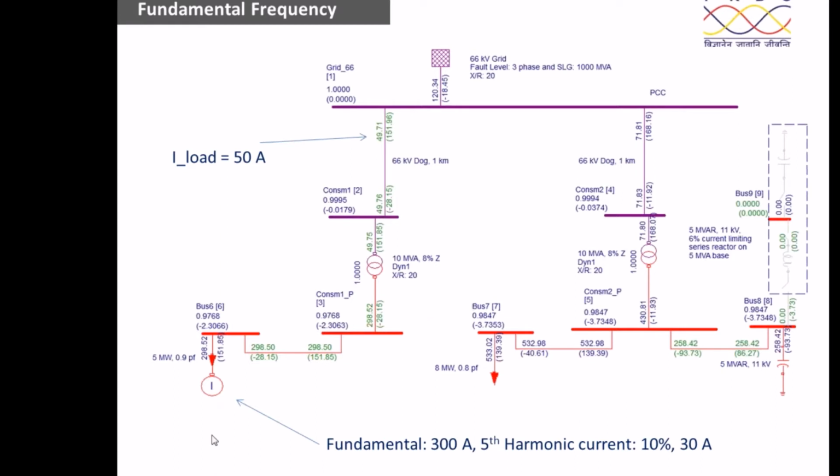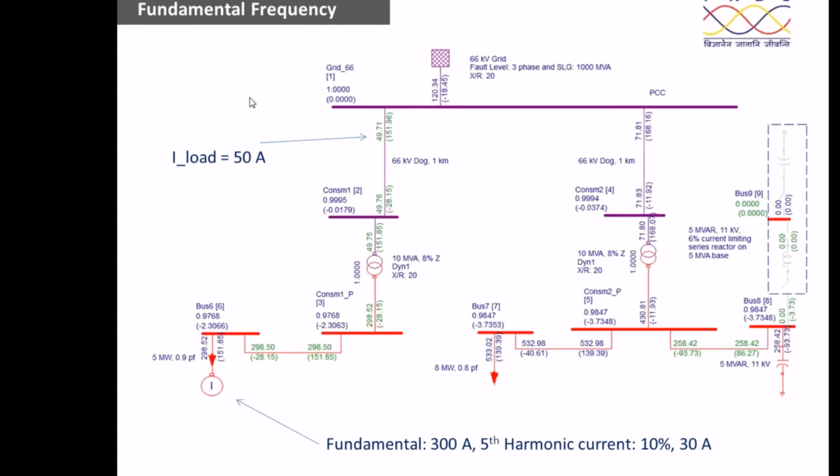And this consumer is a dirty consumer who is injecting the fifth harmonic current. You may not like that word dirty, but from the point of view of harmonic distortion, he is a dirty consumer. Now, I load is 50 ampere.